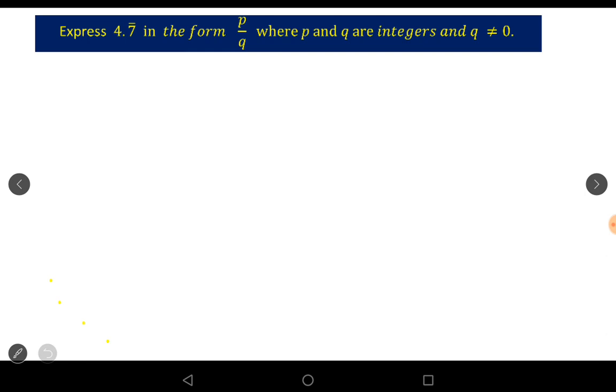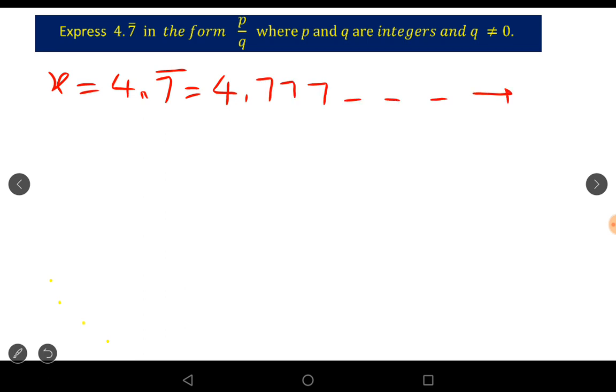4.7 bar in the form of p by q. 4.7 bar. This is also a non-terminating recurring decimal. So let x equal 4.7 bar. First step. Next, expanded form, 4.777 and so on. This is equation 1. Next, write the period. How many digits repeat? Only one digit, so period is 1. Period is only 1, so multiply with 10.